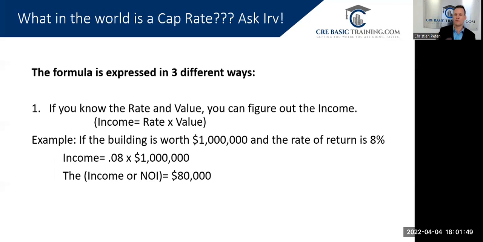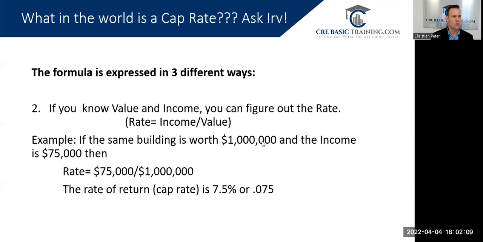So you'll be able to figure out what the income is, knowing the sale price of the building and the fact that the rate of return is 8%. Okay. So if you get those 2 factors, then next thing you know, you're going to find out the income. Okay. Very important.